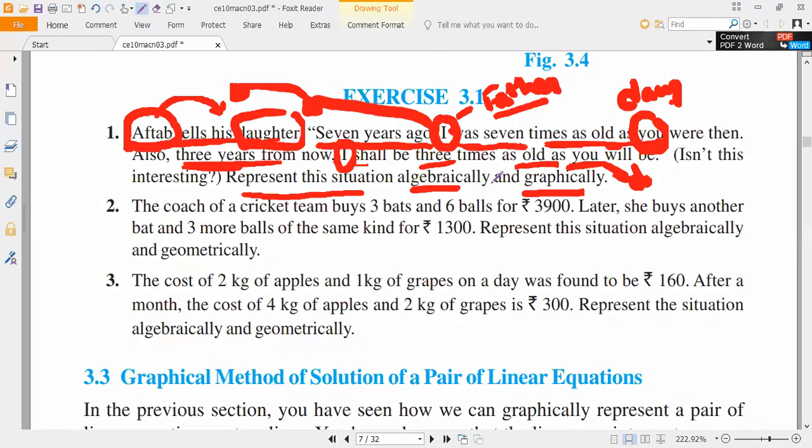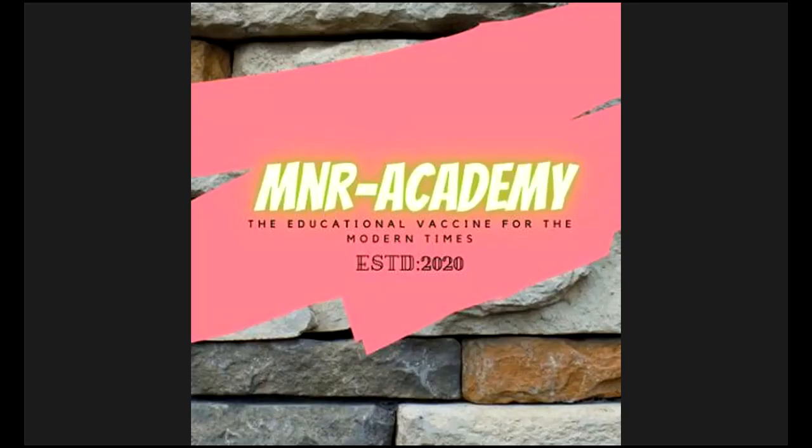Yes, sir. Now it is clear what he is saying. For the two statements, you have to write two linear equations and represent the same situation algebraically as well as graphically. Algebraically means you have to solve the normal equations, and later graphically you have to represent. Okay, all of you open and start solving now. You have to write it first.